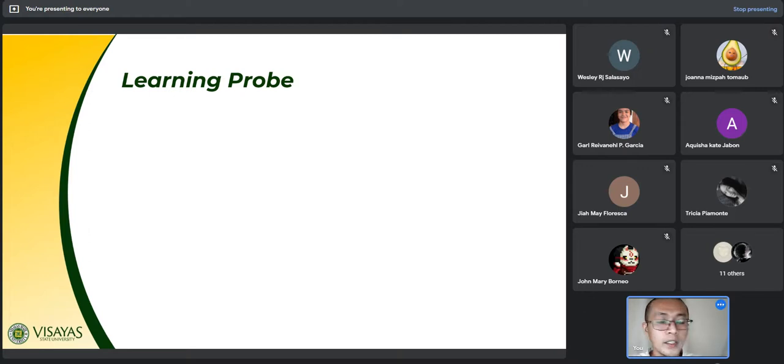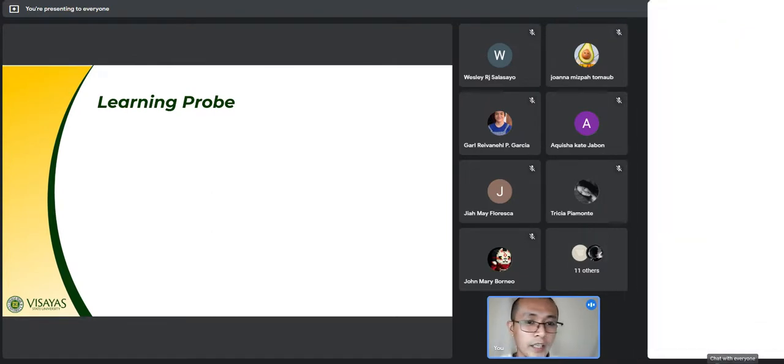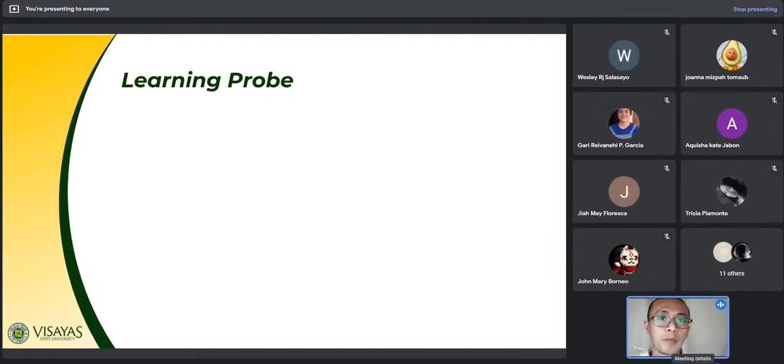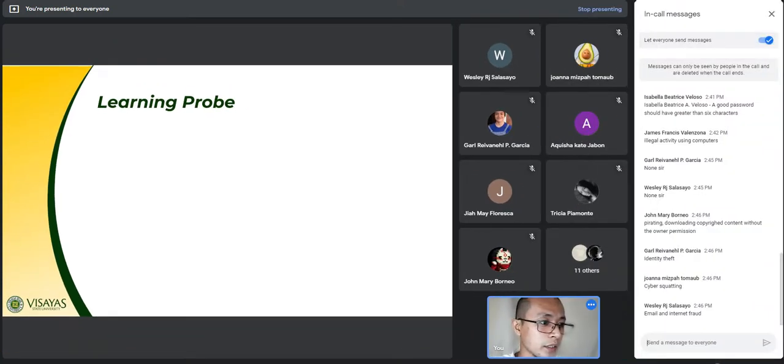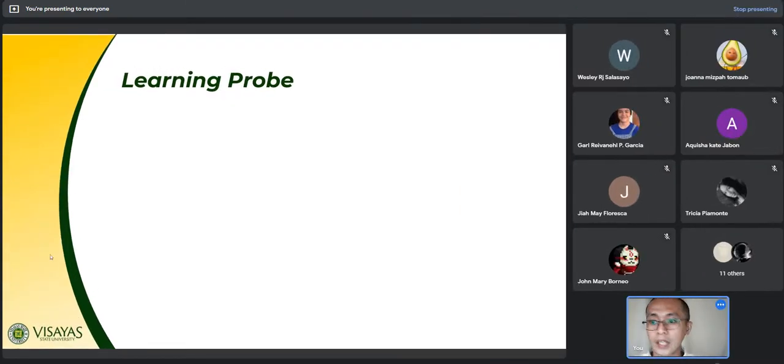Then from Joanna, she had mentioned, class, about cybersquatting. So cybersquatting, class, is just like creating a website which is not owned by a company just to misrepresent a company or to mislead the audiences from the actual website of a company. That's cybersquatting. Then from Weasley, we have email and internet fraud. So these are examples, class, of cybercrime. Yes, from Jaya, we have also system interference. So it's good to know, class, that you already have an idea of what cybercrimes are all about.